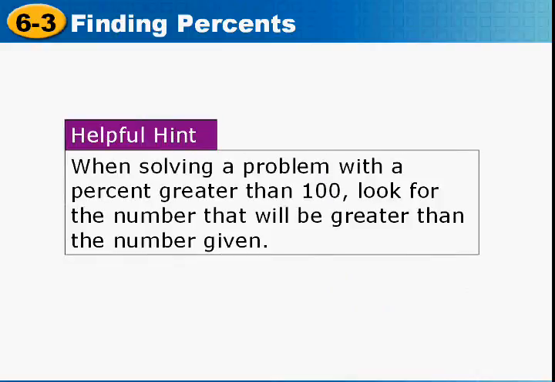When solving a problem with a percent greater than 100, look for the number that will be greater than the number given. You can have more than 100%. It's like when somebody does extra credit and we give you 110%. 100 is the max, but you can get more than the max. So it is possible to have more than 100%. 100% is all. If you have a little bit more than all, that means you have part of another.